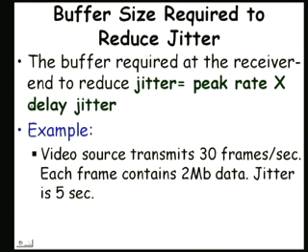For example, let us say a video source transmits 30 frames per second and each frame contains 2 megabits of data. This is the convention we will use, that small b is for bits, capital B for bytes, typically used in all books and literature. And the jitter is 5 seconds. So, what will be the buffer requirement at the receiver to smoothen out the jitter? What do you think?